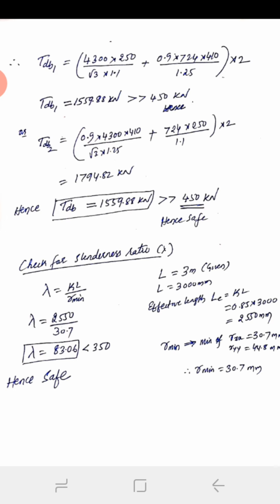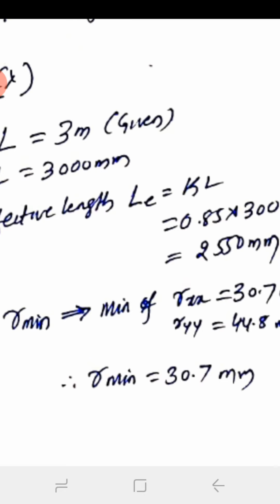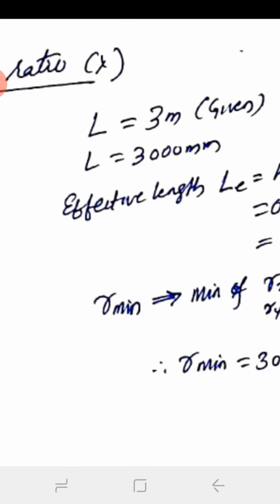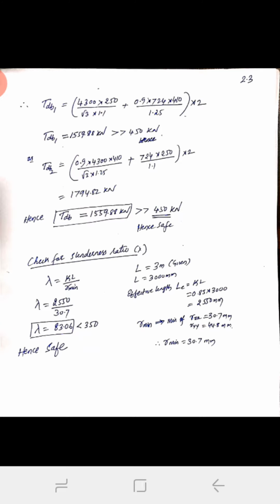I have taken KL by r minimum. KL is the effective length, to be taken as 0.85 times, that is 85% of the length. Then r minimum will be the minimum of rxx and ryy. Here you will get two axes, rxx and ryy. Take them from the steel table, whichever is least of these two. Take it as r minimum, substitute here, and you will get the slenderness ratio. 83.06 is the slenderness ratio, which is less than 350, hence safe. So this is the design problem for the welded connections.